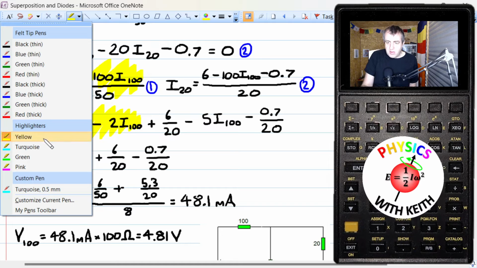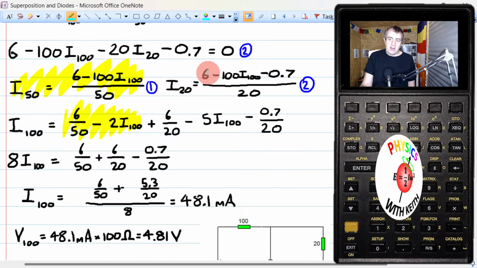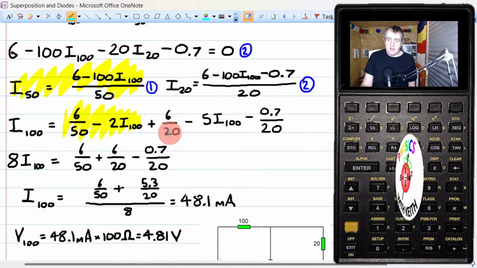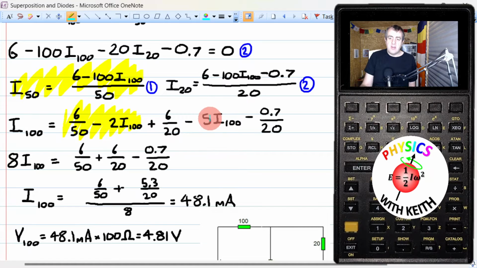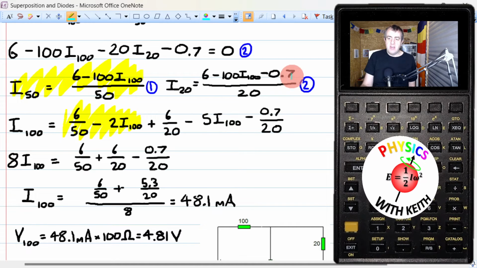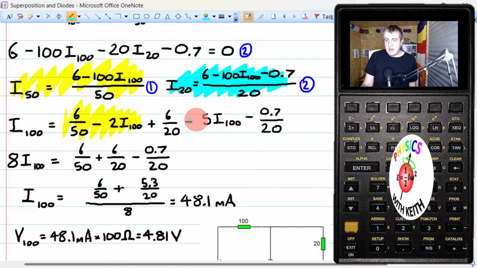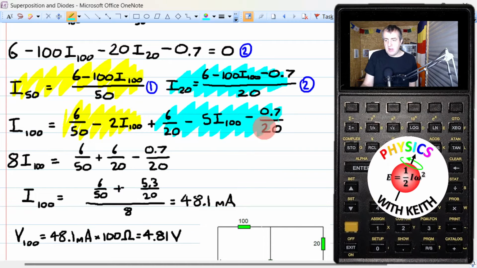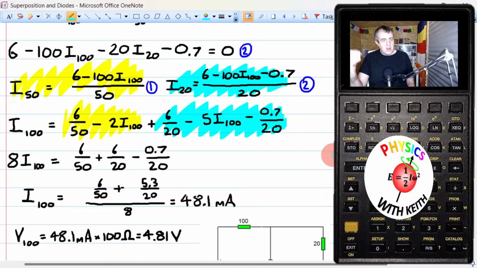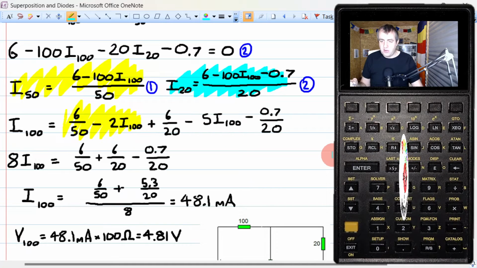And I've done the same thing where I've split the fraction, 6 over 20, 6 over 20. 100 over 20 is the same as 5. And I've left the 0.7 over 20 there. So this is the blue equation, and this part here is the blue equation. So I'm hoping you can see how that follows through.